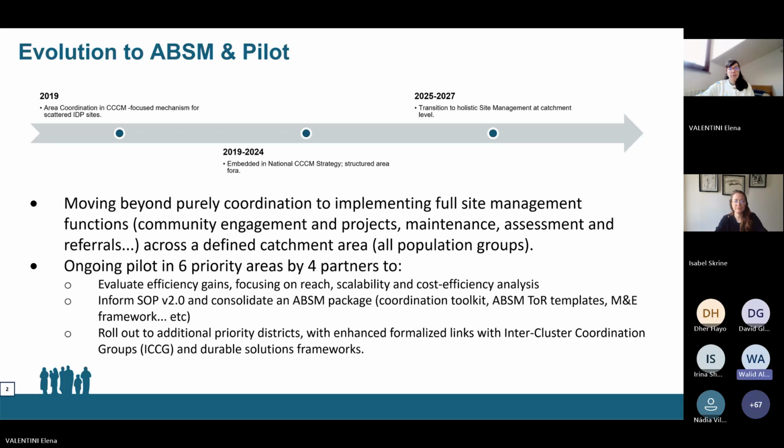For 2025-2027, based really on the learnings from the area-based or area coordination and the global learnings of different area-based approaches, as well as the early conceptualization of ABSM, we're evolving a little bit with the area coordination to make it a bit more inclusive, to have it also extend beyond coordination functions into operations as well.